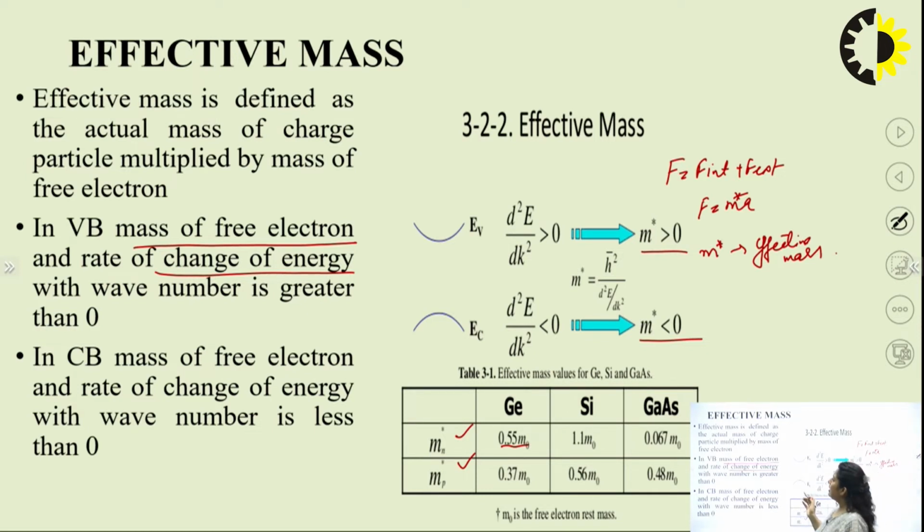So we have the relationship in terms of energy versus k, or the wave number: d square E upon d k square is greater than 0 for the valence band, and for the conduction band d square E upon d k square is less than 0.